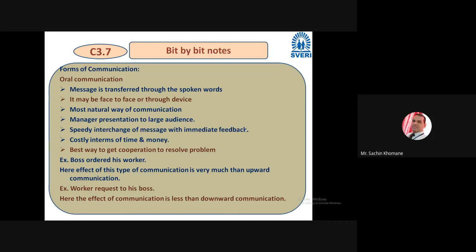So intentionally I have added two examples, like boss is ordering the worker or worker is requesting the boss. Definitely the boss has to order and the worker has to request, right? So there is a hierarchy in the organization, so these ordering and requesting words will be there. So remember, whenever there is downward communication, the effect of oral communication is a little high. And if that oral communication is upward, from worker to boss, the effect of communication will be very less, right? So it is just an example I am telling.